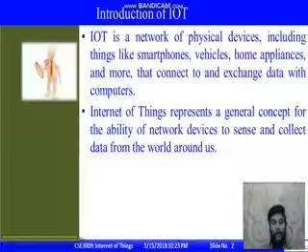Then we have networks because it is Internet of Things, and we need to interconnect things. And then we have the internet to send data to cloud processing. Finally, we have cloud storage to store the data. So this is a basic idea of the Internet of Things.